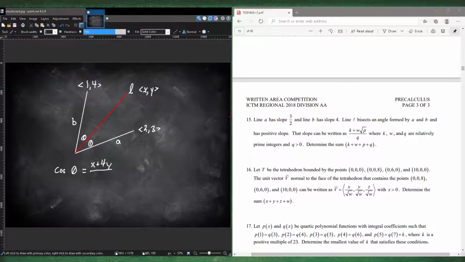So the magnitude of this is 1 squared plus 4 squared, which is 16 and 1, that's 17. So square root 17. And the magnitude of x and y is x squared plus y squared. So square root x squared plus y squared.